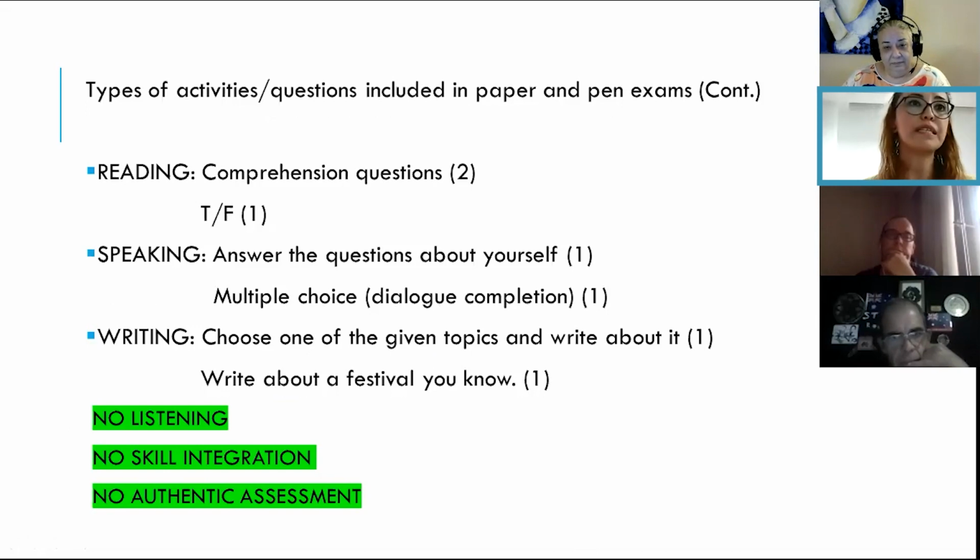Reading was assessed through comprehension questions and true-false exercises. Speaking was assessed through answer-the-questions-about-yourself kind of questions and multiple choice. And writing was assessed through choose one of the given topics and write about it, or write about a festival, you know, kind of exercises. But they were all in isolation. Again, I found no listening, no skill integration, and no authentic assessment in the samples of exams.